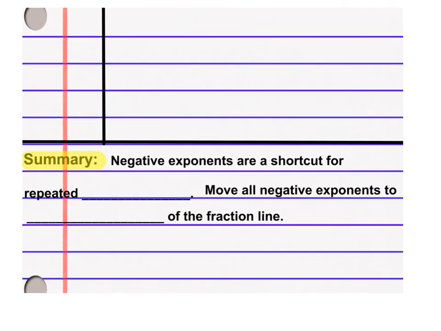All right, here is a summary. Negative exponents are a shortcut for repeated what? A shortcut for repeated what? Not multiplication, but repeated division. Move all negative exponents to the other side, not the bottom, but the other side of the fraction line. So pause the video if you need to, all right? And on Monday, we will work on the homework for this and practice problems together so you'll get more help with this.